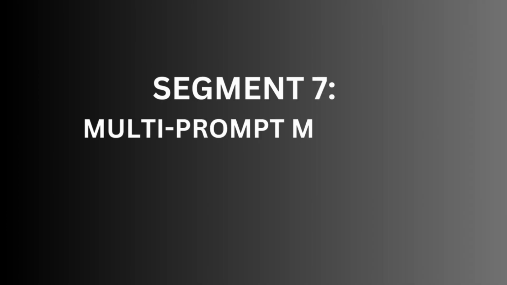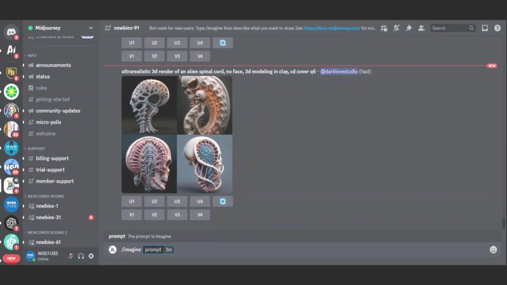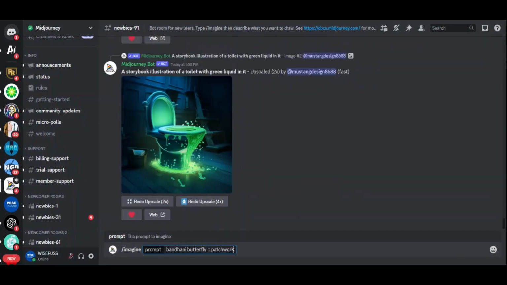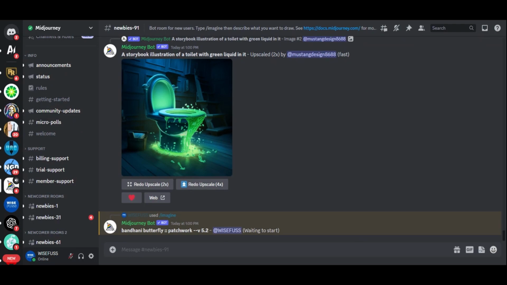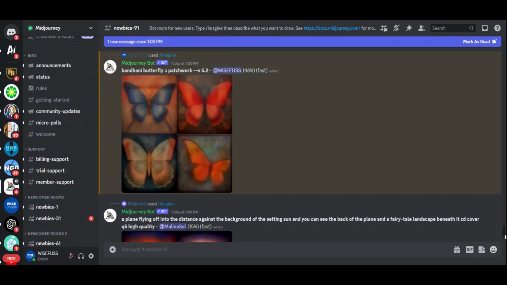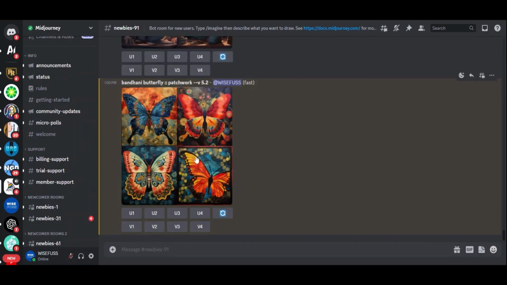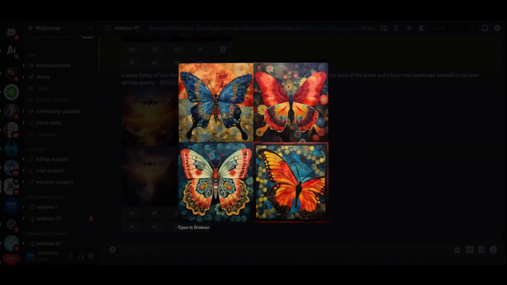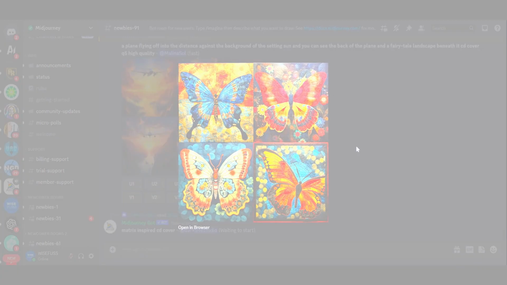Segment number 7, multi-prompt mastery. Multi-prompts are like your prompt's secret accomplices. By dividing your prompt and assigning different weights to each section, you can unlock endless variations. Mixing and matching prompts allows you to orchestrate unique and surprising outcomes. It's like having multiple prompts in one.